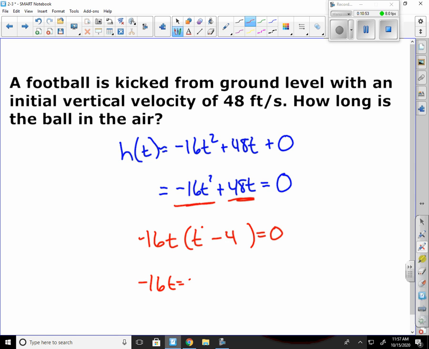Thank you. Bye-bye. So it's negative 16t equals 0, and then t minus 4 equals 0. Somebody must be fighting.